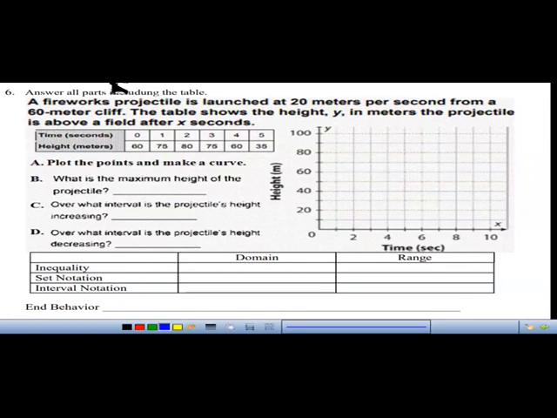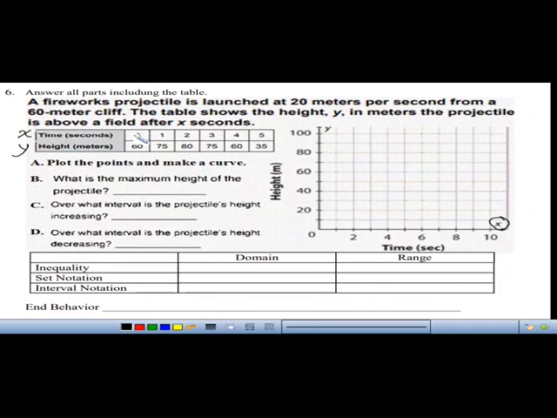So let's see. It says a fireworks projectile is launched at 20 meters per second from a 60-meter cliff. The table shows the height y in meters, and the projectile is above a field after x seconds. Okay. So part A, they're asking us to plot the points and make a curve. So let's look at time in seconds. Time over here, it looks like it's X. So let's label our table so that we know what we're looking at. The top values, which is in seconds, is our X, and our height is our Y. Now that we have that, we can go each one at a time.